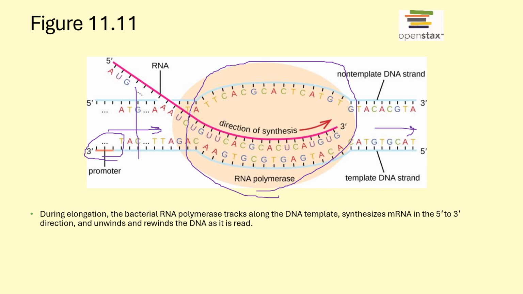You are adding one base at a time as it's moving along here. So right here, there's a C, it put a G. Here's an A, it put a U. Here's an A, it put a U. Here's a G, it put a C. Here's a T, it put an A, etc. That base pairing rule, that is the way that it's going.